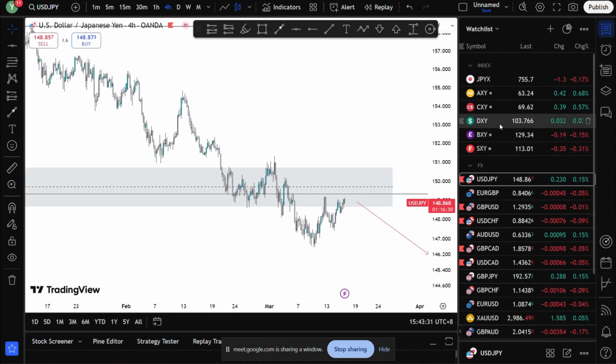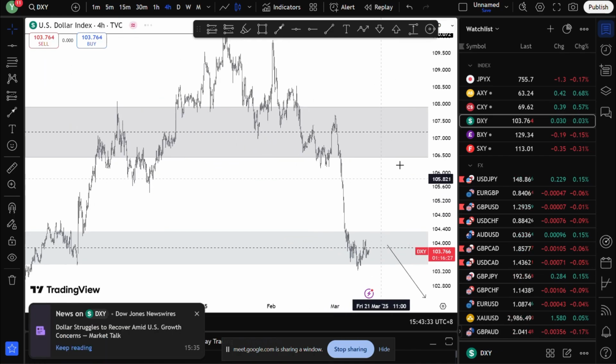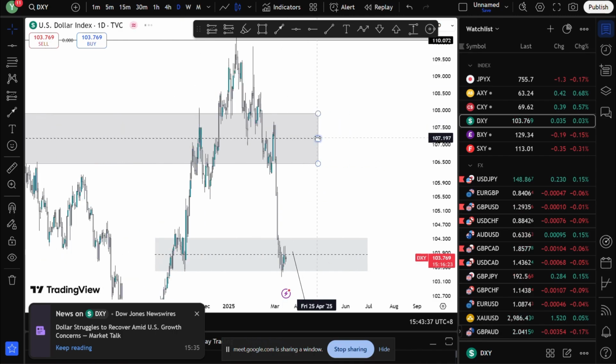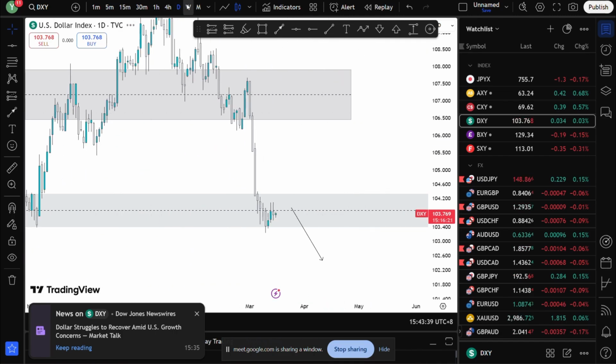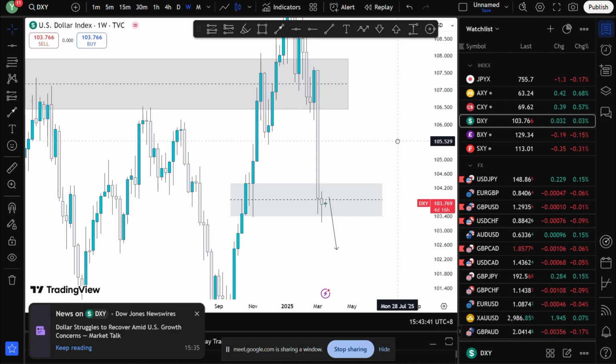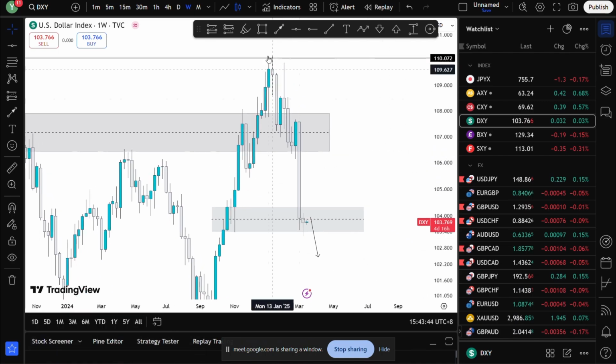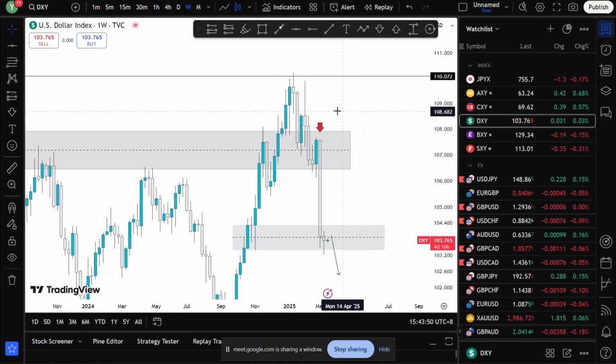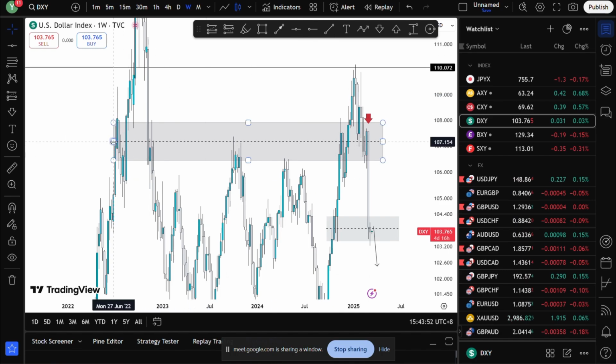Before that, we look at the index first. This is the DXY index. Now we look at the daily time frame of the DXY. For the daily time frame, the price formed this bearish engulfing candle over here, indicating a very strong bearish momentum. You can see this is a very clear resistance zone over here.